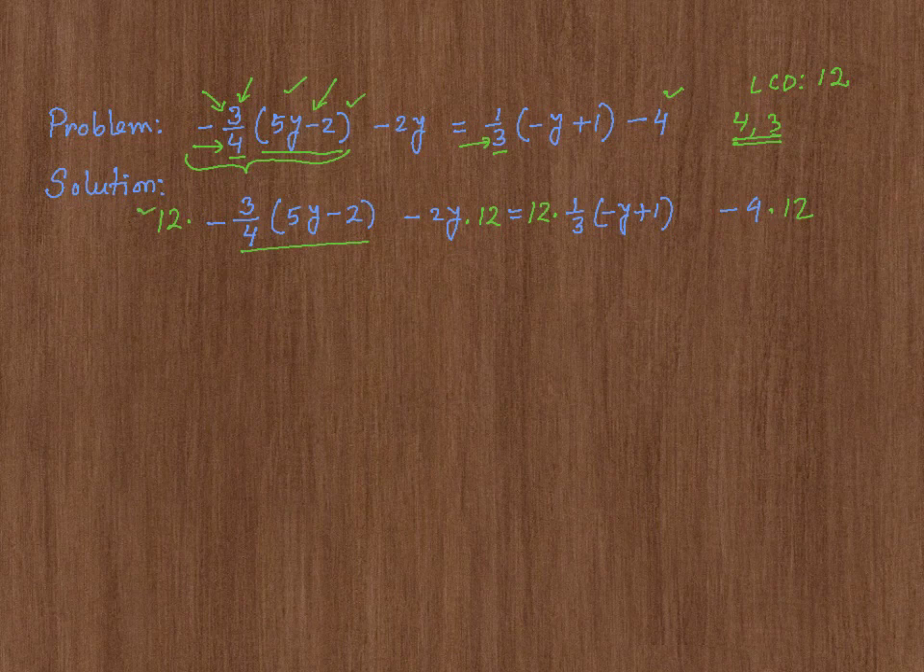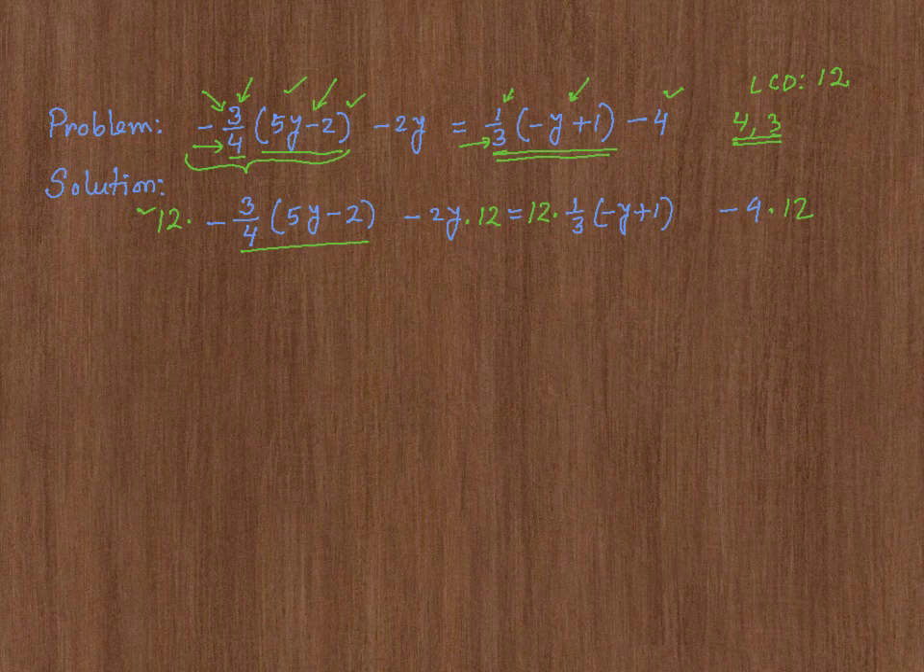And the same goes with the right hand side. 1/3 times negative y plus 1 inside the parenthesis is just a single term. So we are going to multiply this whole term by 12, not 1/3 by 12 and then negative y plus 1 by 12. So please note that.